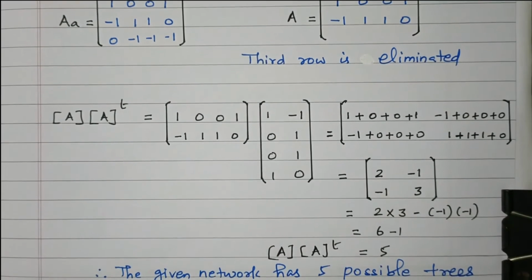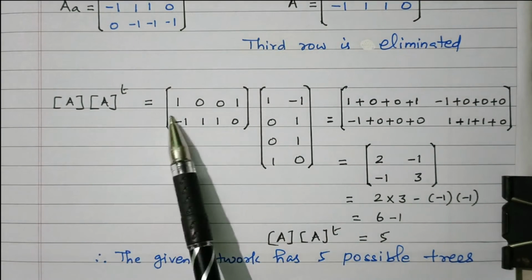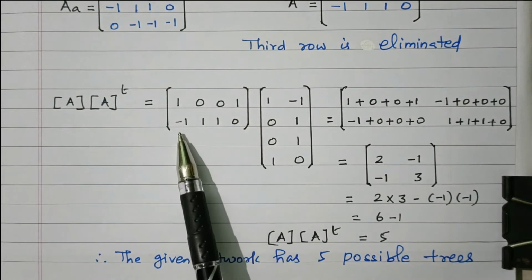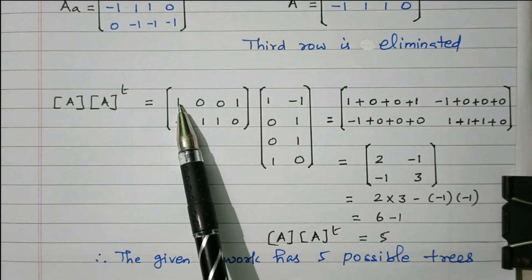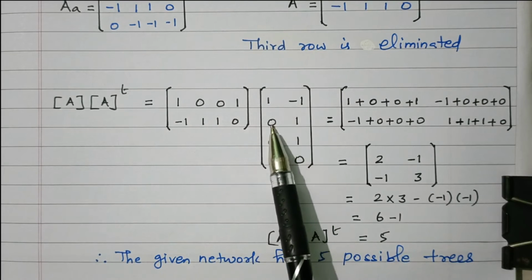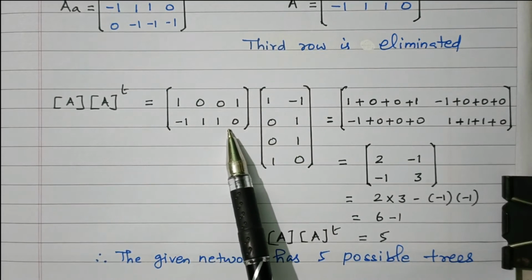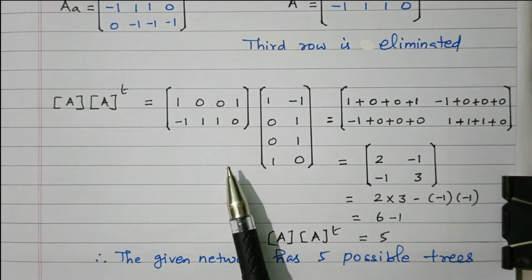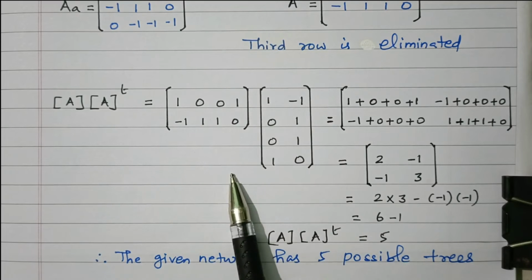Then transpose of matrix A means rows and columns are interchanged. The first row is written as the first column, and the second row is written as the second column. The elements available in the first row, 1 0 0 1, are written as the first column, and the elements in the second row are written as the second column. This is called a transpose. Rows and columns are interchanged. Now we need to multiply this. How to multiply?